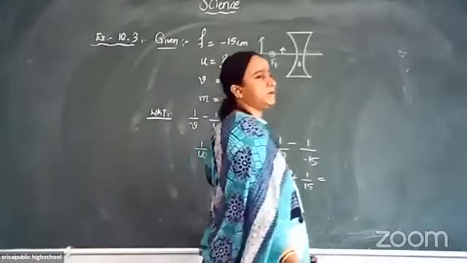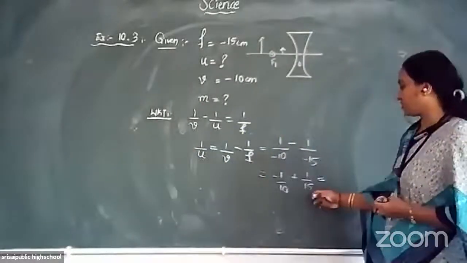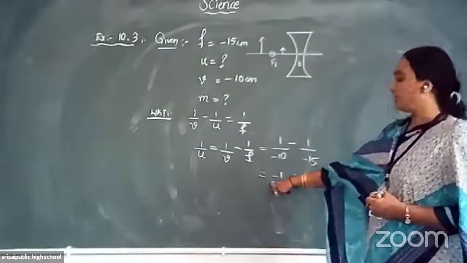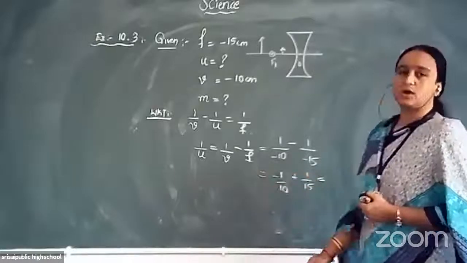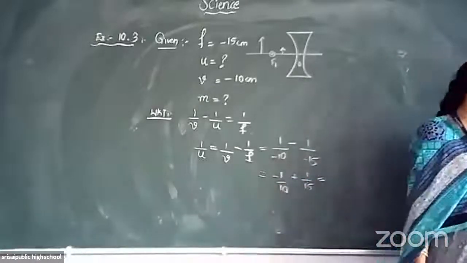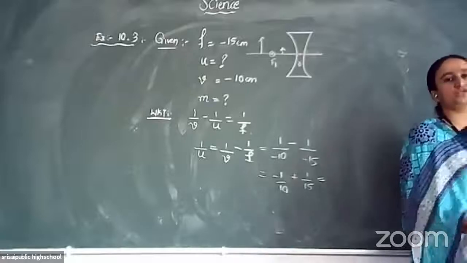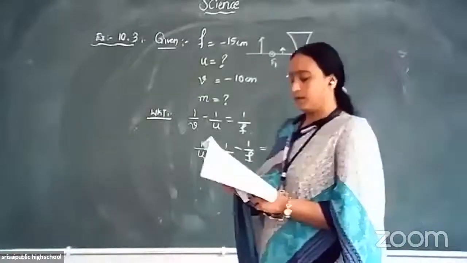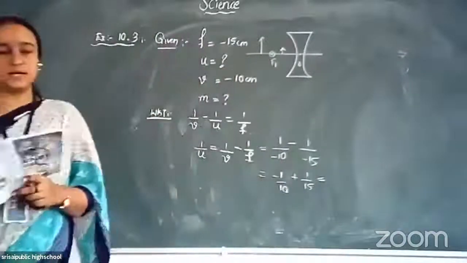Finally calculate the value. This is a fraction subtraction. See, negative sign, positive sign, that means we have to subtract. After fraction subtraction, which value are you going to get here? It is minus 30.